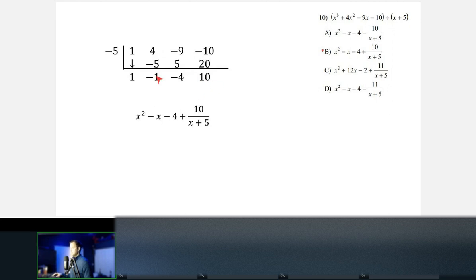That's your remainder. So when doing synthetic, we have to drop the power by 1 so that x cubed becomes x squared. X squared minus 1x minus 4 plus your remainder. And it's your remainder 10 over your divisor, which is x plus 5. So that is number 10.